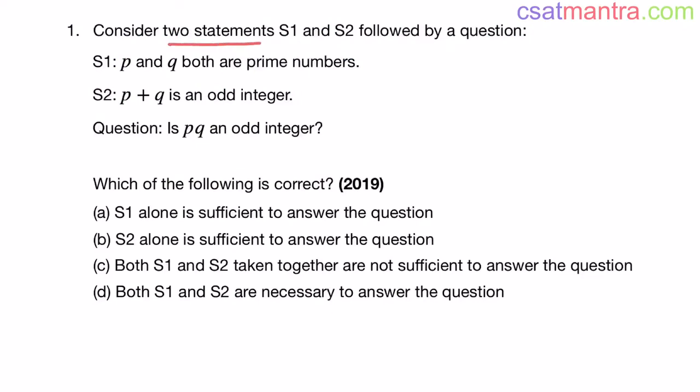Consider two statements S1 and S2 followed by a question. S1: P and Q both are prime numbers. S2: P plus Q is an odd integer. Question: is PQ an odd integer? Which of the following is correct?